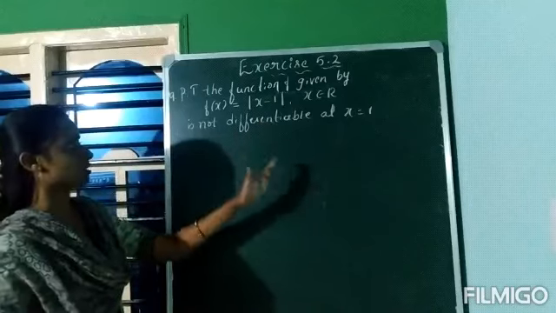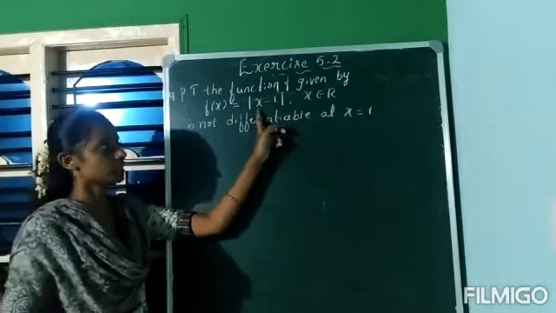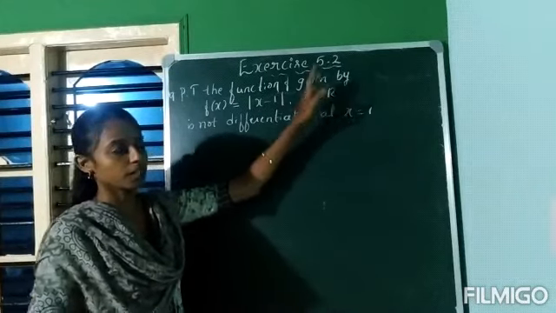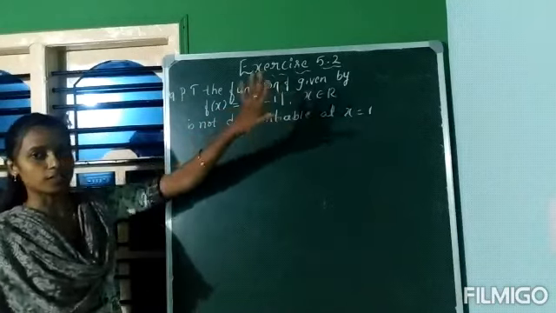So what type of function is it? It is a modulus function, where x belongs to the real numbers. Now you need to prove that only at this point the function is not differentiable.